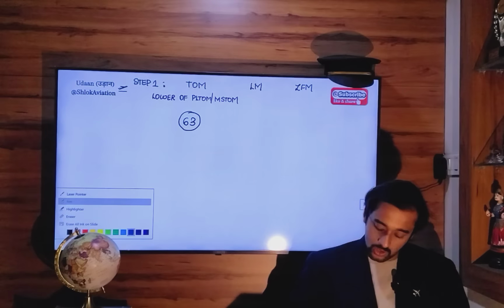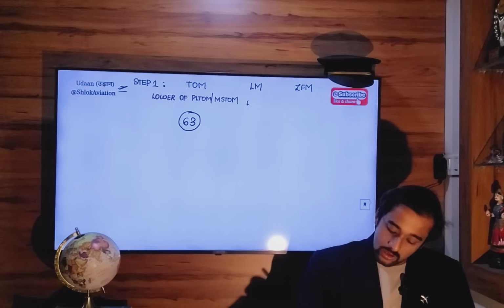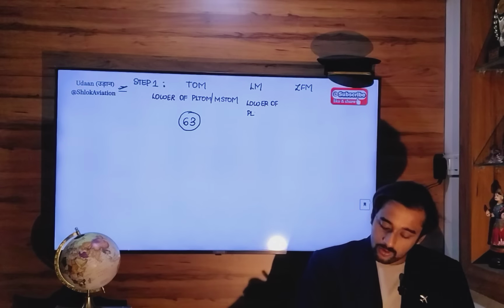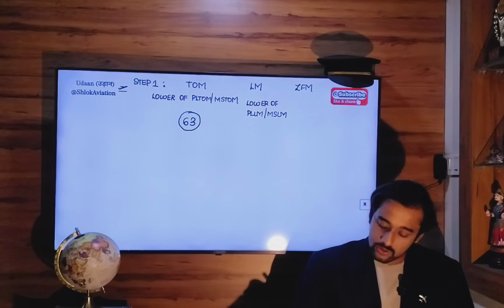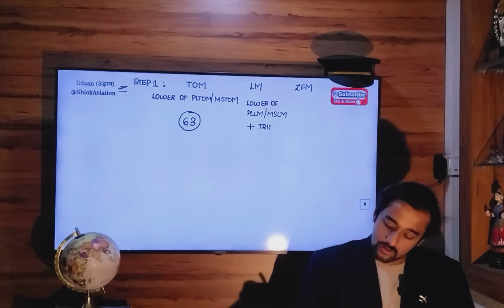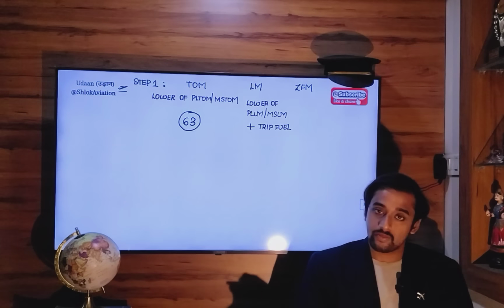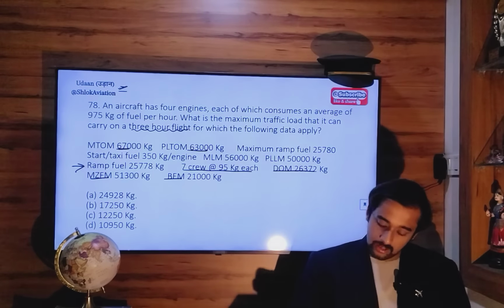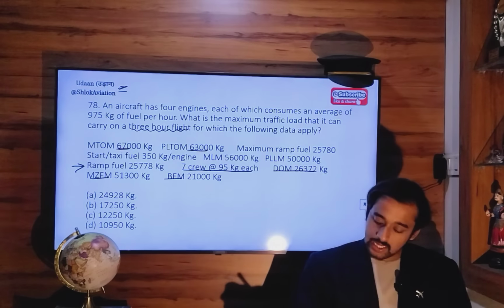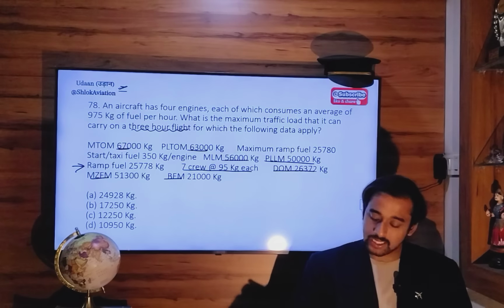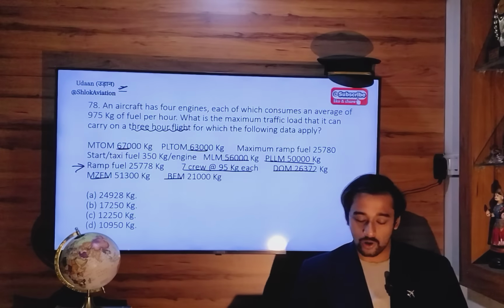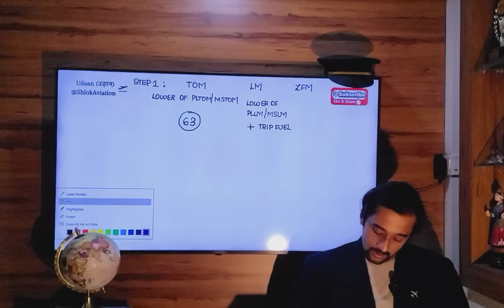Next, in landing mass column, you are going to write a value which is lower of performance limited landing mass and maximum structural landing mass. To that you are going to add trip fuel. So between performance landing mass of 50,000 and structural landing mass of 56,000, 50,000 is a lower quantity. So write 50,000 here.